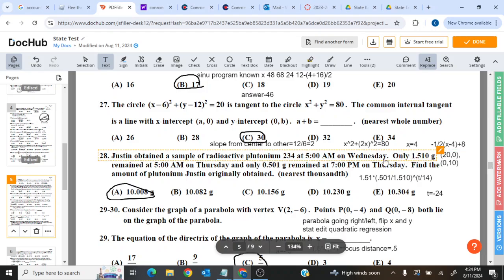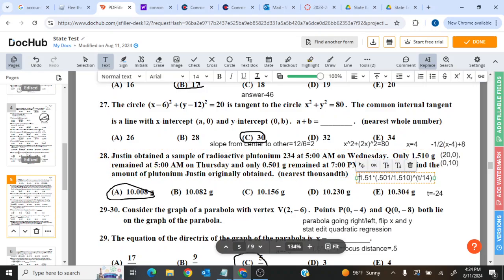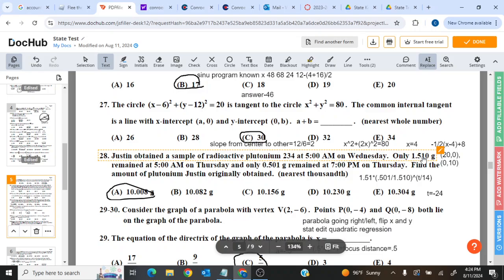So as seen here, the plutonium multiplies by 0.501 over 0.151 over the course of 14 hours. So after 14 hours, this amount, 0.151, gets multiplied by 0.501 over 0.151. You have to divide your time by 14 to counteract that. We're going to say that the start amount is 0.151.